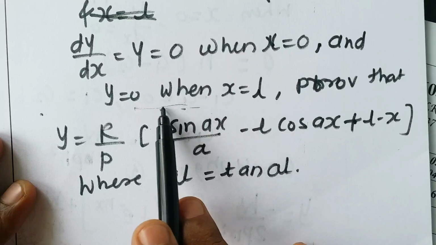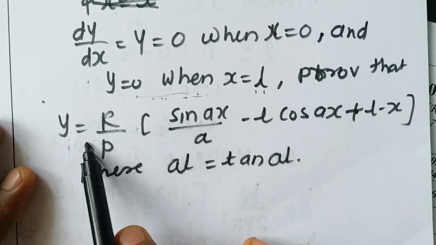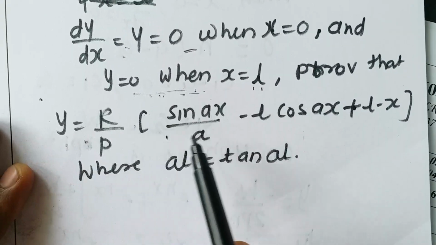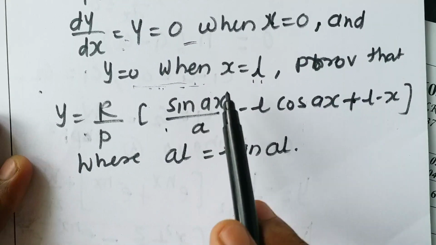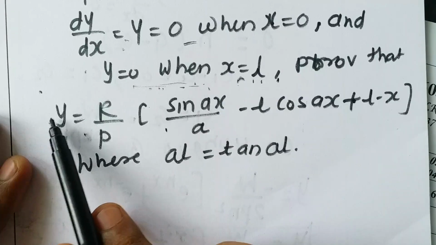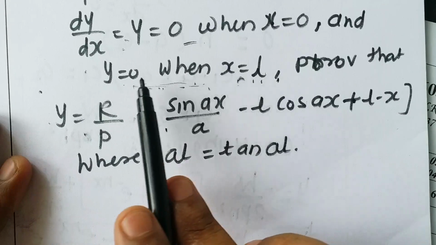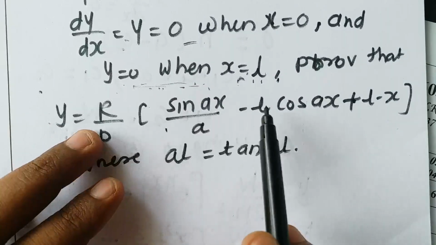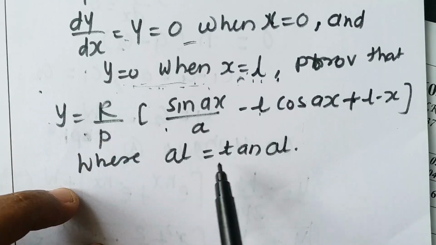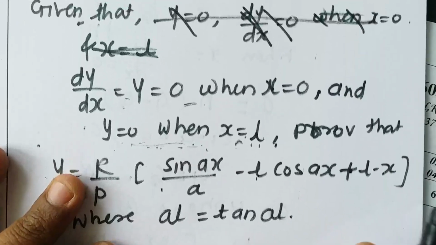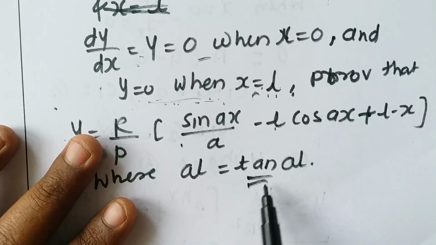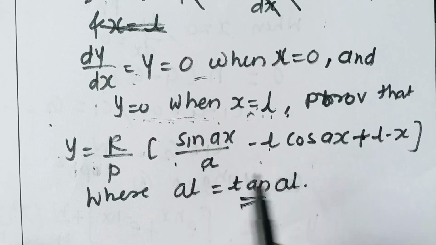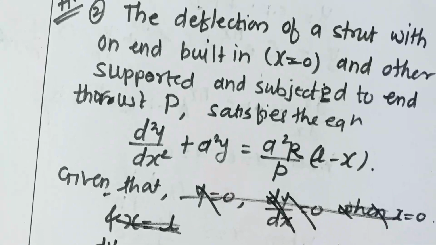by using the last condition, y equal to 0 when x equal to L. So first you prove this by considering the first two conditions. Once you prove this, then in this equation you put x equal to L and y equal to 0. When you put x equal to L and y equal to 0 in this equation, you will get aL equal to tan L. Okay, so at the end we need to show this equation aL equal to tan L. So up to this part you proceed like the previous example and try to get the solution.